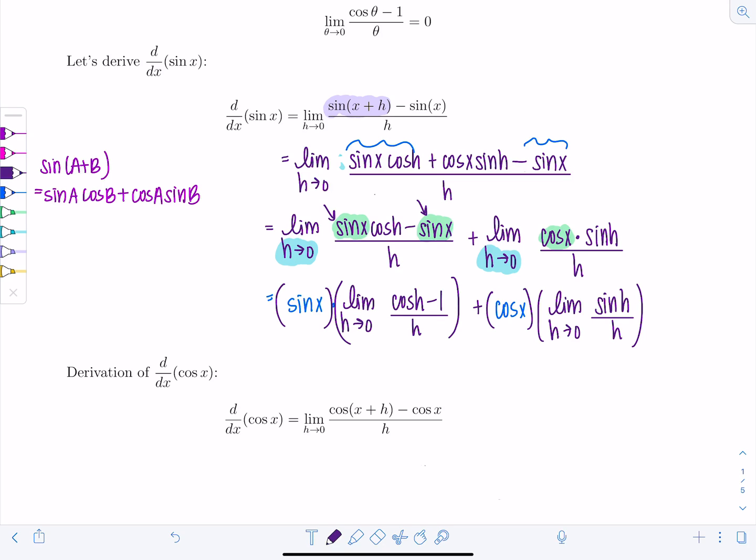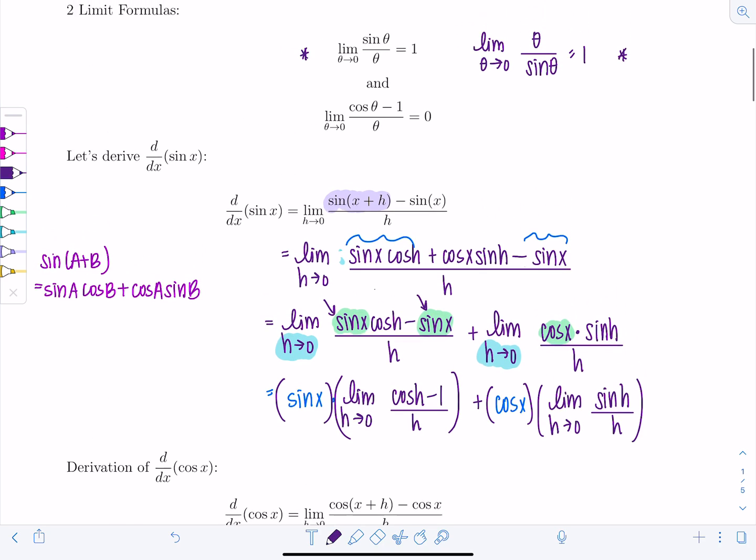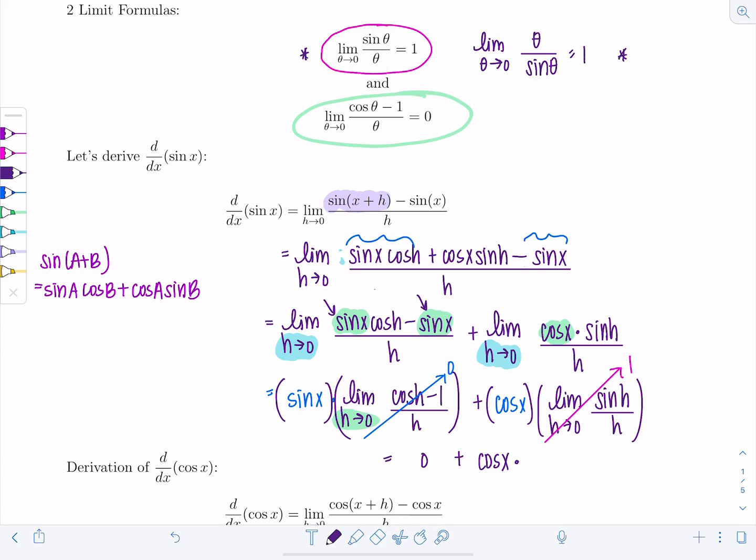All right, now look up above. Now it's time to use those limit formulas. So remember the limit as theta approaches 0, or in this case, h approaches 0, of cosine of h minus 1 over h, that's going to go to 0. So this whole term goes to 0. And so 0 times sine x is just going to be 0. Plus, and then look over here, now it's time to use the limit as theta approaches 0 of sine of theta over theta equals 1. So that means this whole quantity approaches 1. So I'm left with 0 plus cosine x times 1, which is cosine of x. So hooray, that means we found the derivative with respect to x of sine of x is equal to cosine x.